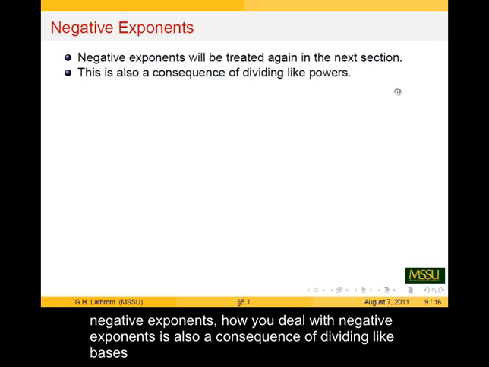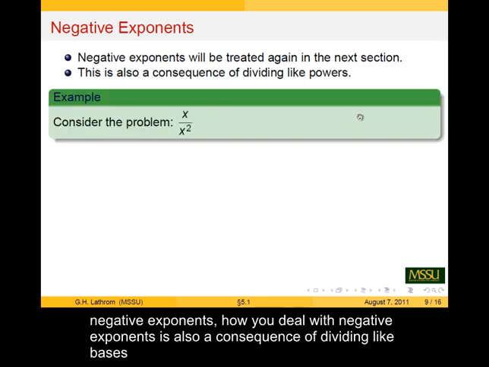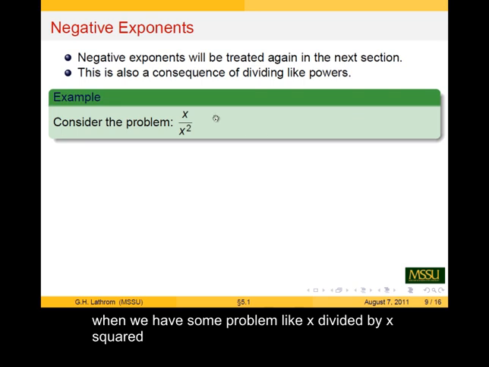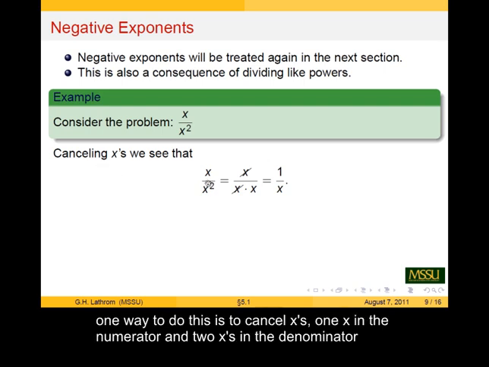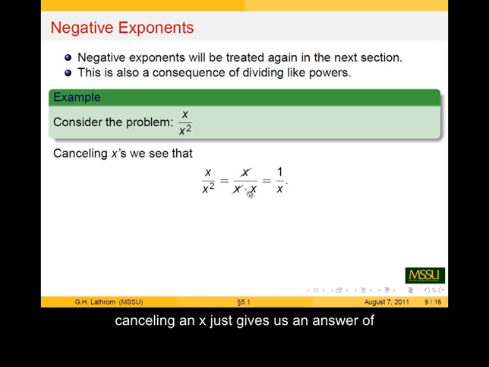Negative exponents, how you deal with negative exponents, is also a consequence of dividing like powers. When we have some problem like x divided by x squared, one way to do this, we can see that we'll just cancel x's. We're multiplying, we've got 1 x in the numerator, 2 x's in the denominator. Canceling an x just gives us an answer of 1 over x.